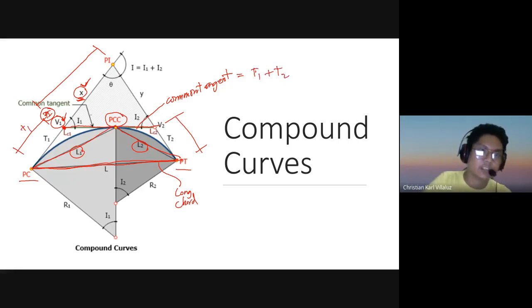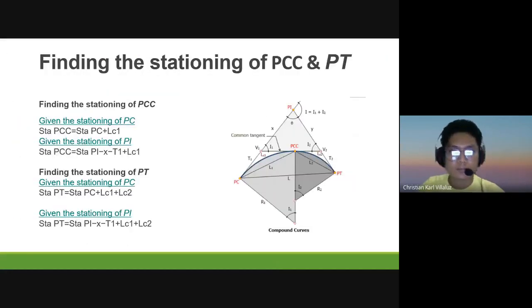So to determine pala the common tangent, just add the tangent of each curve. Kasi ito, parehas lang naman yan dito. Itong T2, parehas dito. So, kung pinagtabi lang naman yung dalawang tangent ng dalawa, mahanap na natin yung common tangent. Next.